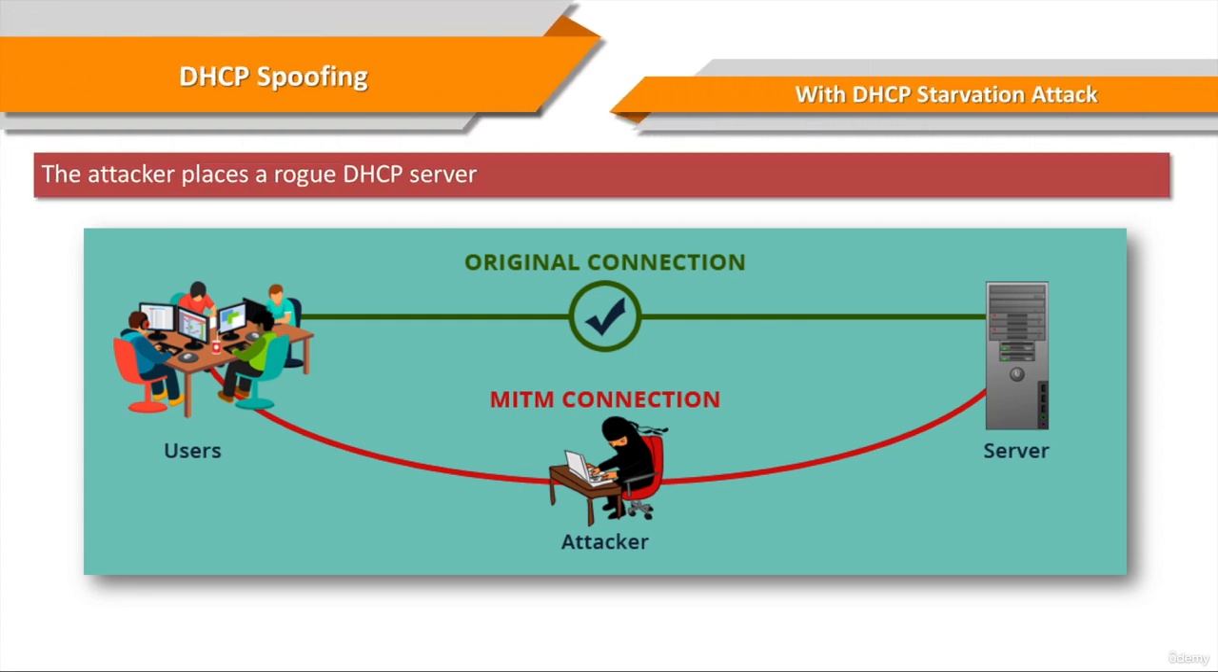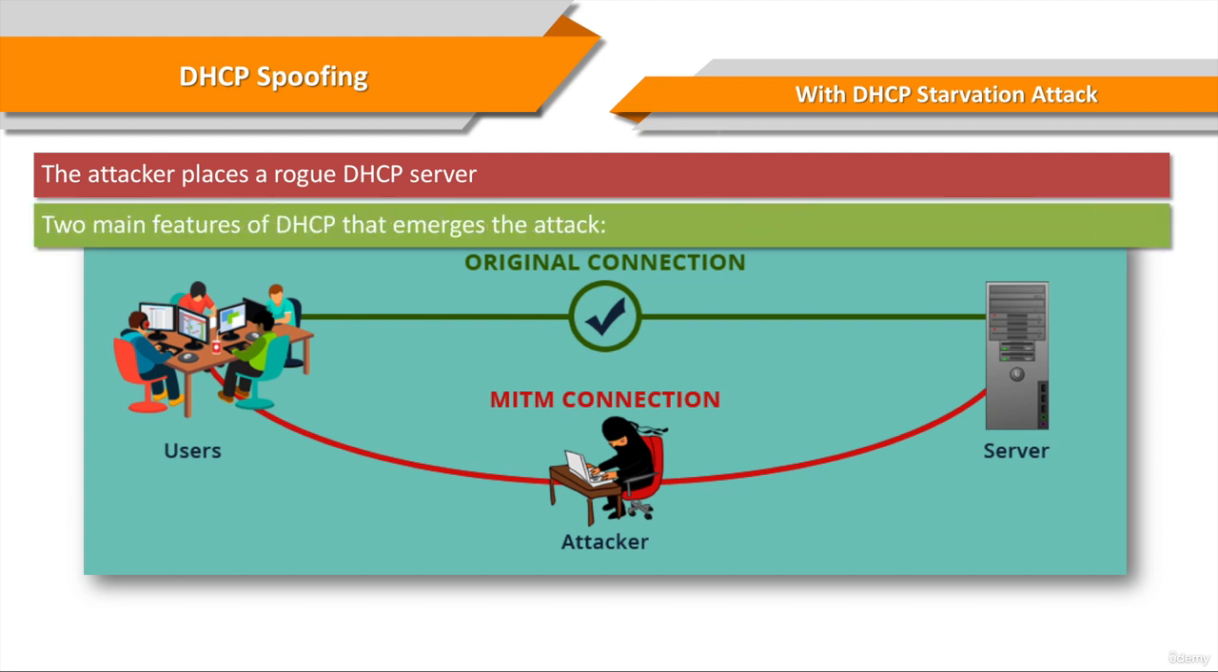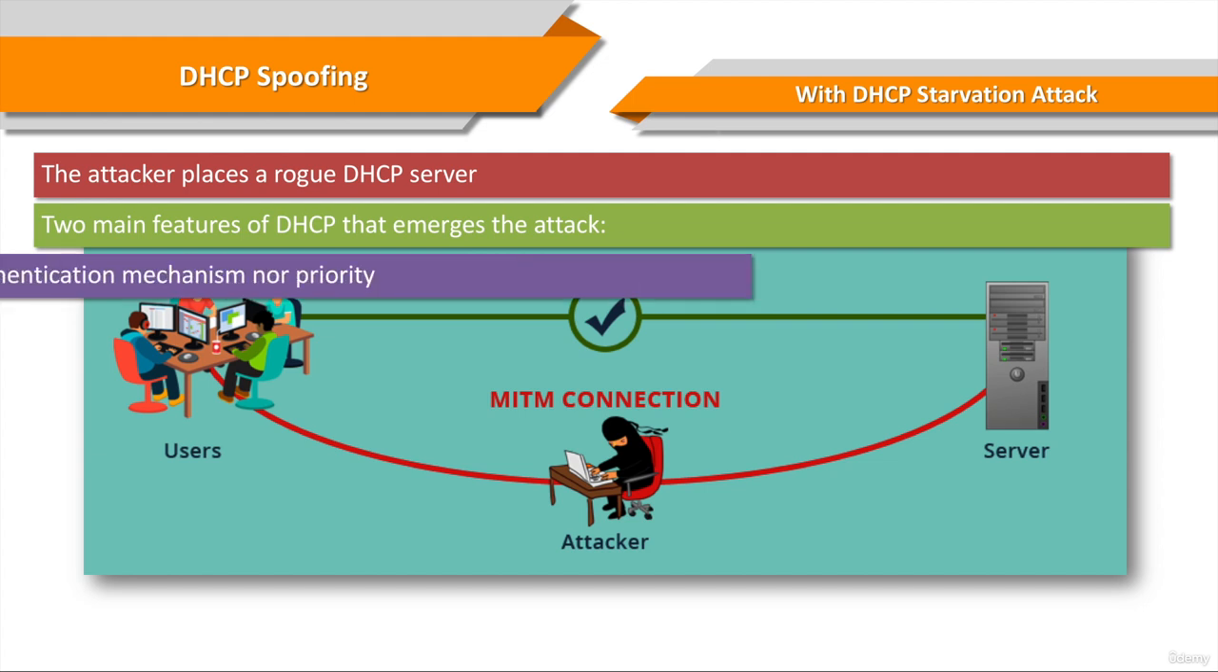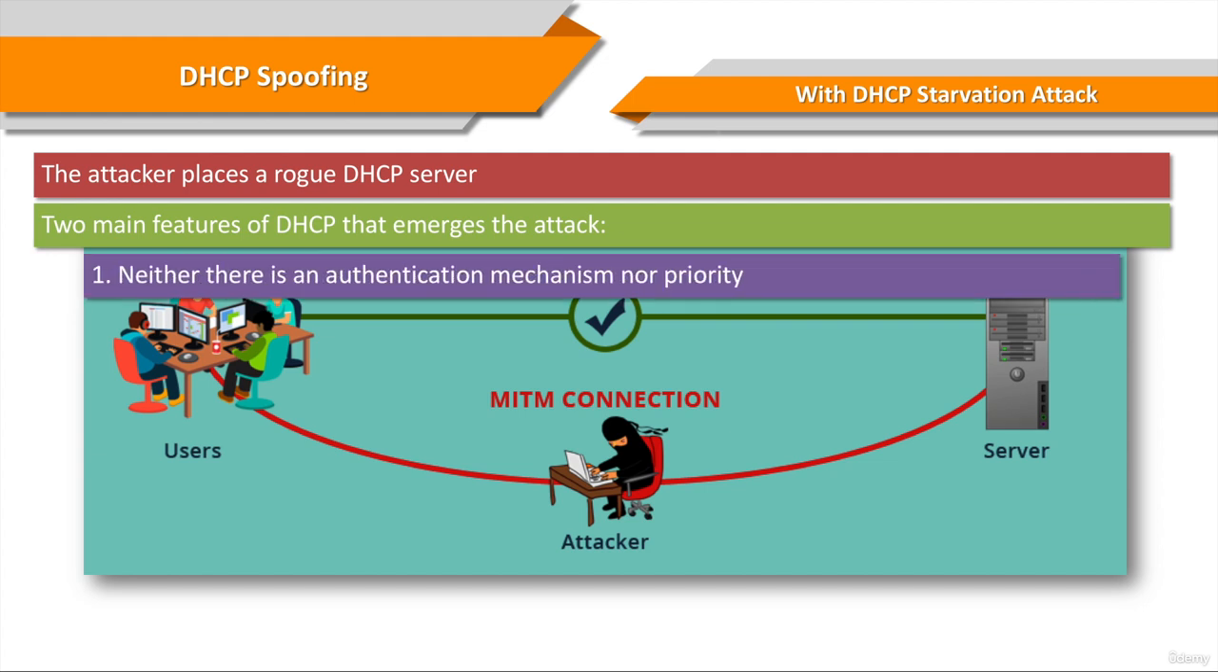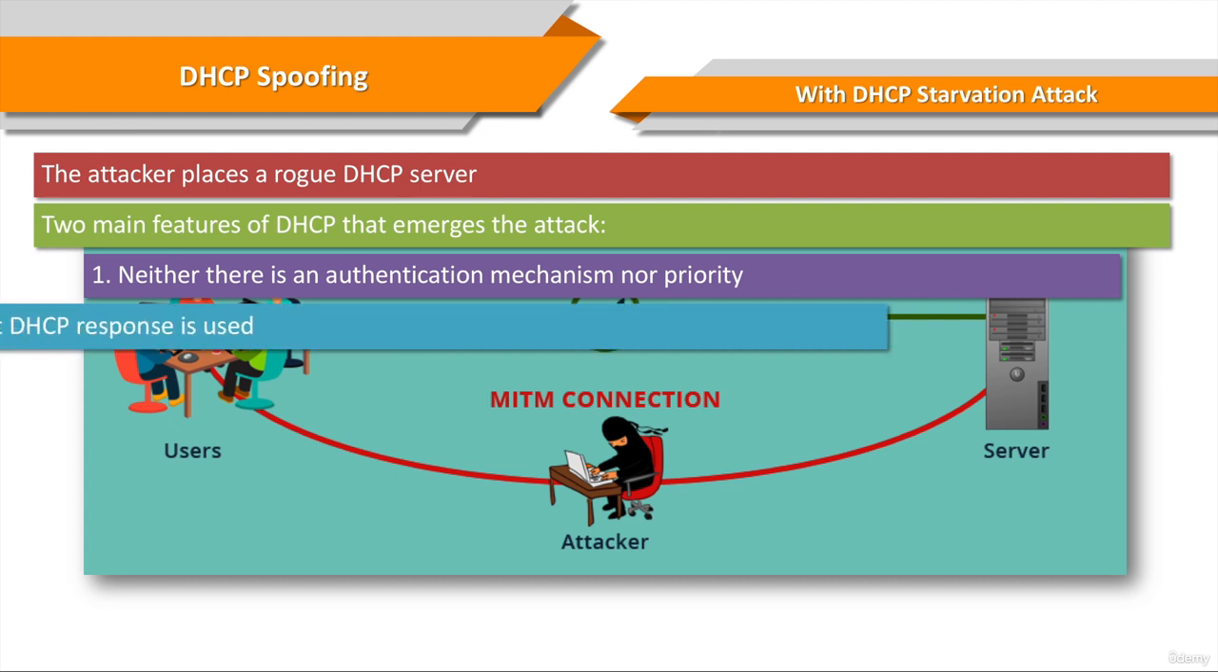In DHCP spoofing attacks, the attacker places a rogue DHCP server on the network. There are two main features of the DHCP mechanism that enable the DHCP spoofing attack. First, there's no authentication process and priority in the DHCP mechanism. Second, as clients are turned on and request an address, the server with the fastest response is used.